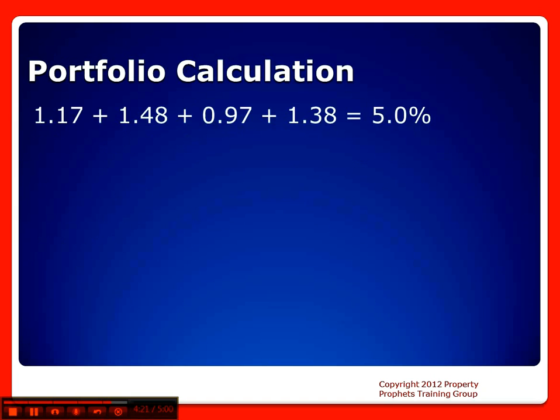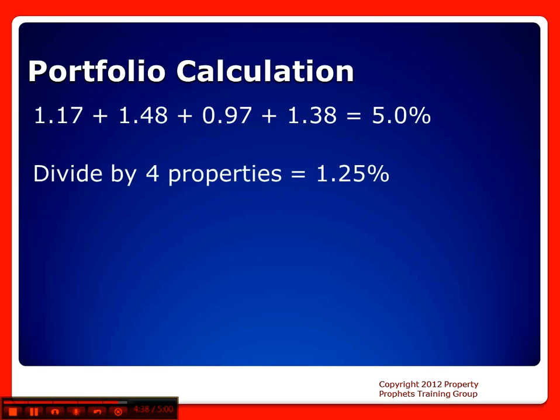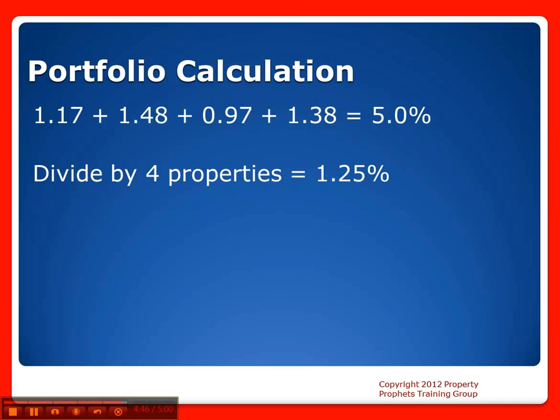And if you've got a portfolio calculation, let's say you've got 4 properties: 1.17, the one we just did, plus say 1.48, plus one that's less than 1, which is 0.97, plus 1.38, gives us a total of 5 overall, and then we divide that by 4 properties, which gives us 1.25. Most lenders will be fine with your overall portfolio at 1.25.